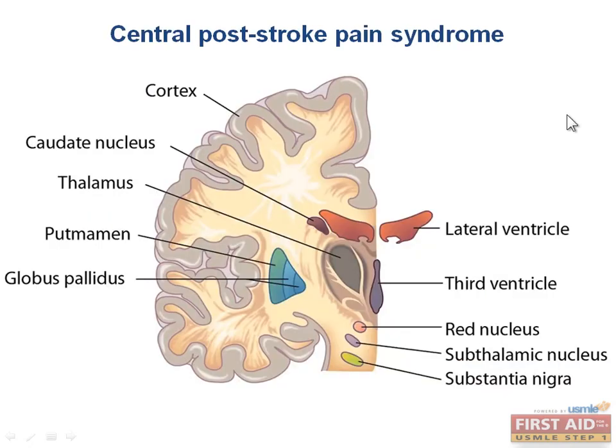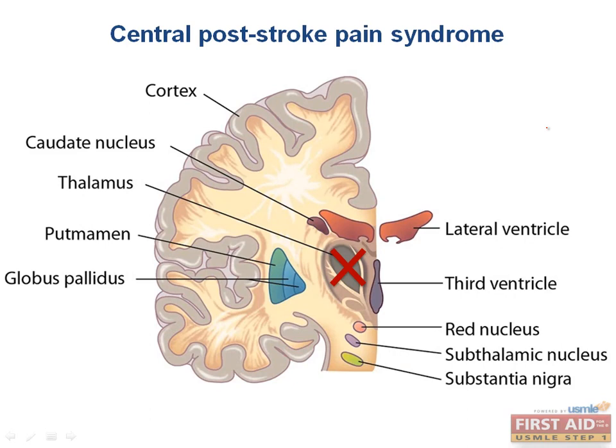Central post-stroke pain syndrome is a common cause of central pain. It occurs due to thalamic lesions and usually results from a stroke in this region. It is a difficult syndrome to diagnose because there are other causes of pain that have to be ruled out, such as gout, arthritis, DVT, and musculoskeletal injury. Now, the pain that you get can be either spontaneous or it can be evoked.